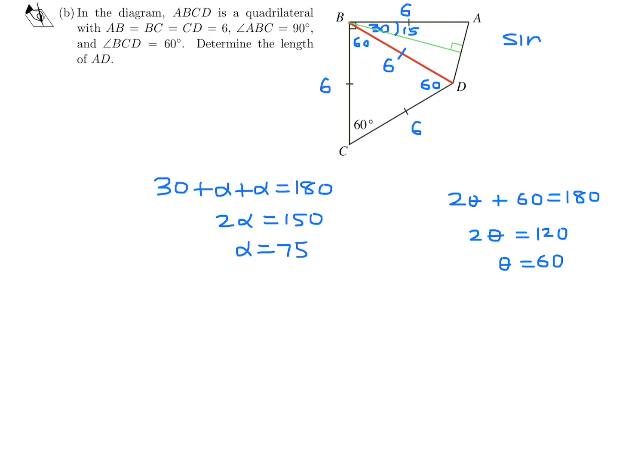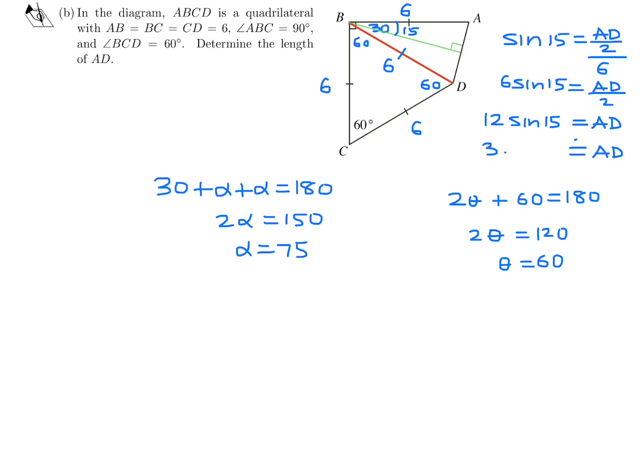And now we can use trigonometry fairly simply on this triangle right there. The sine of 15 will be equal to opposite, which is AD over 2, this distance, over hypotenuse, which is 6 right there. And there you go. So if you were to just isolate for AD, you get 6 sine of 15 is equal to AD over 2, and therefore AD is equal to 12 sine 15. Now you can leave it in this format, or you can just take out your calculator and figure out the actual numerical value. It's 3.1058 to 4 decimal places. Either way, those are correct answers.